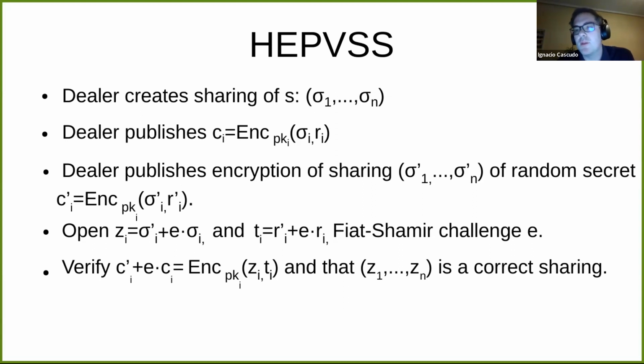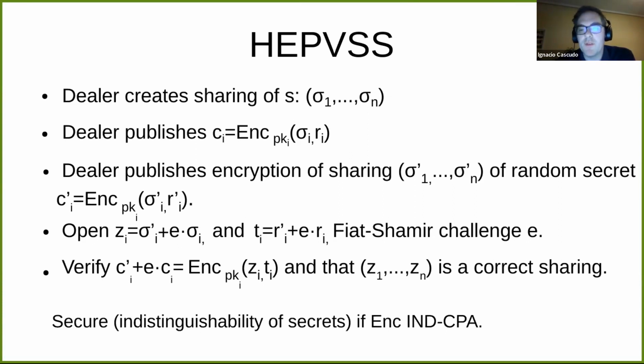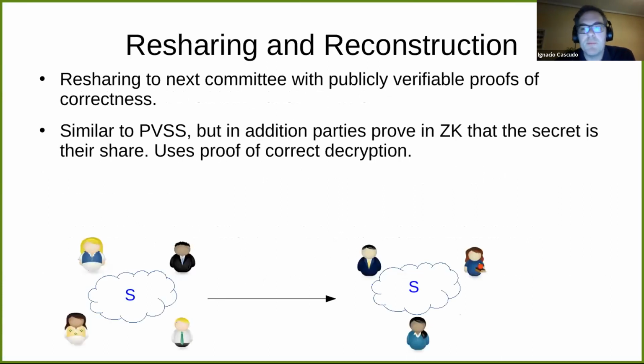And this is nice because it can fit with any encryption that we are using for our encryption to the current winner. This is secure if the encryption is actually IND-CPA. We also have in the paper some protocols to prove correct resharing and reconstruction of the secret. So essentially, resharing is a little bit more involved than proving correctness of sharing, because when you prove correctness of resharing, you need to prove that the secret underlying the encrypted shares that you are going to send is the share that you had before, for which the other parties only know a ciphertext.